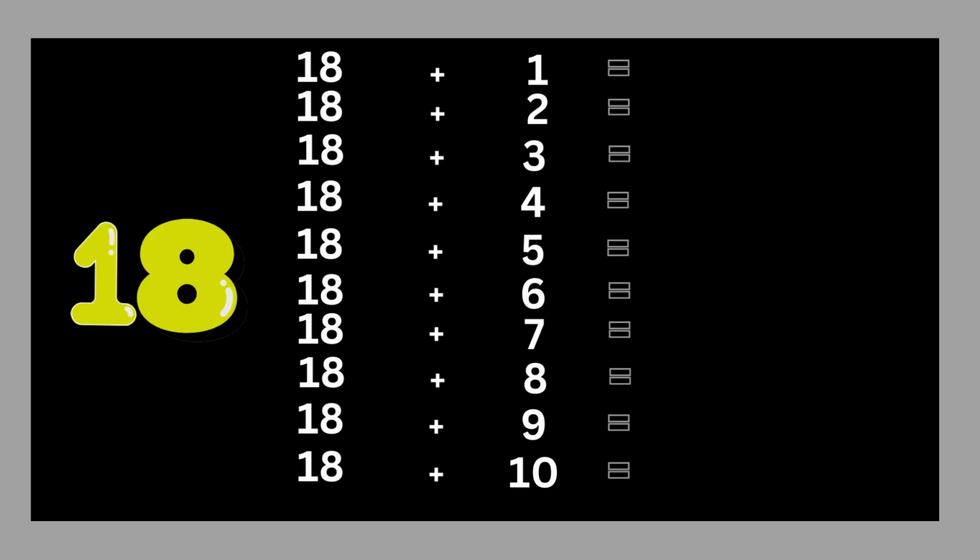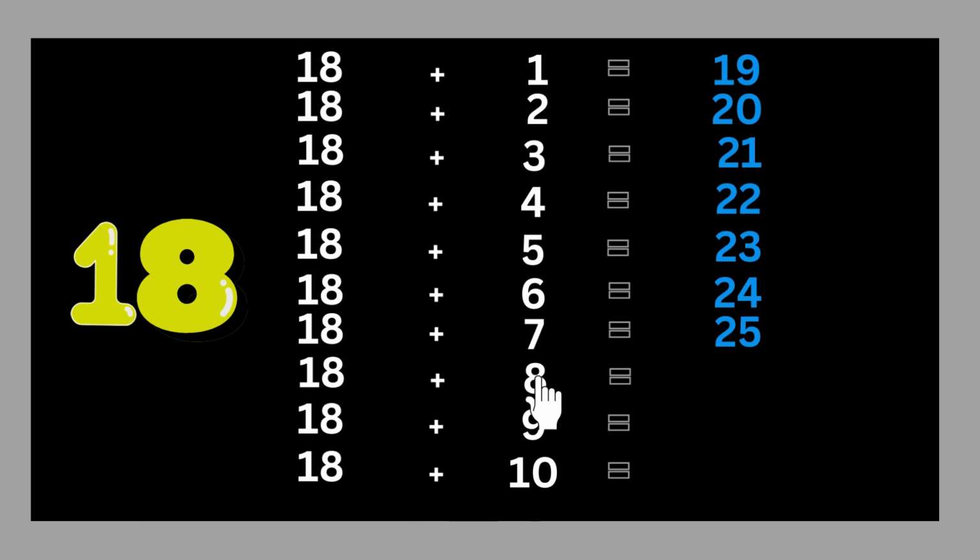Addition table 18. 18 plus 1 equal to 19. 18 plus 2 equal to 20. 18 plus 3 equal to 21. 18 plus 4 equal to 22. 18 plus 5 equal to 23. 18 plus 6 equal to 24. 18 plus 7 equal to 25. 18 plus 8 equal to 26. 18 plus 9 equal to 27. 18 plus 10 equal to 28.